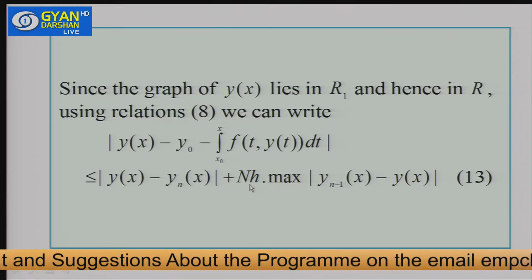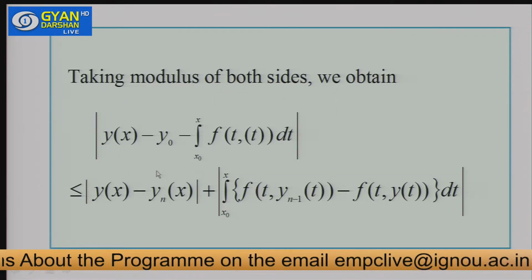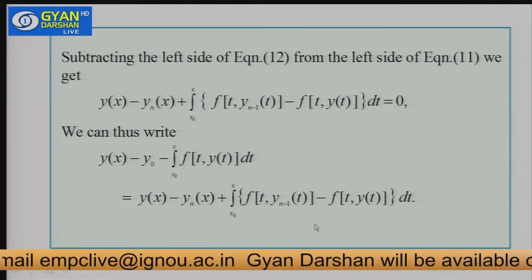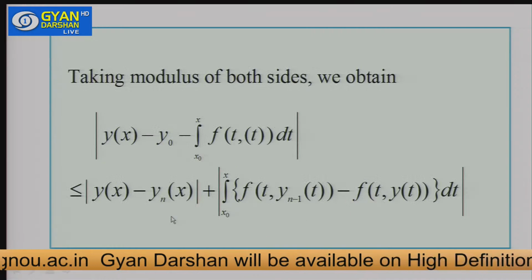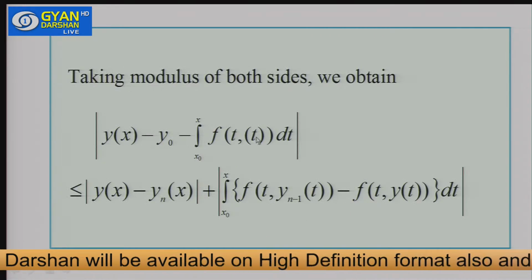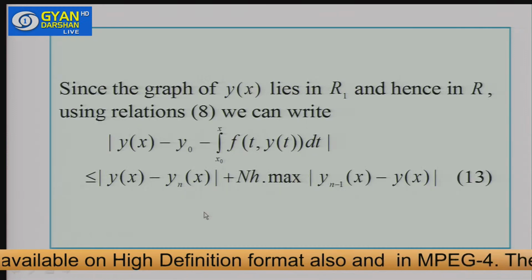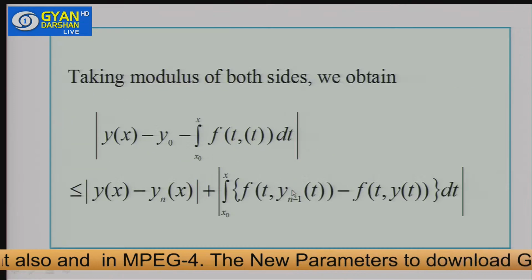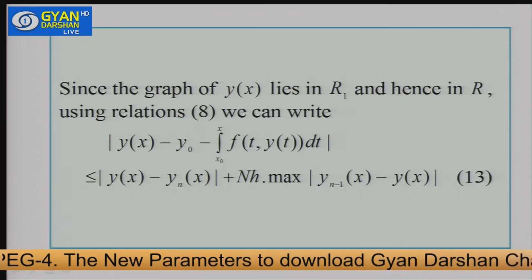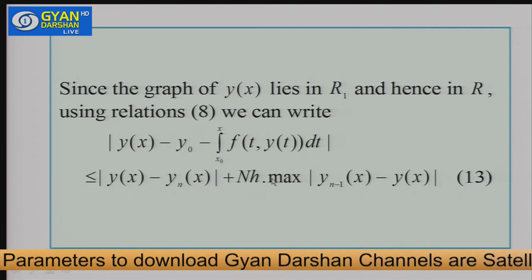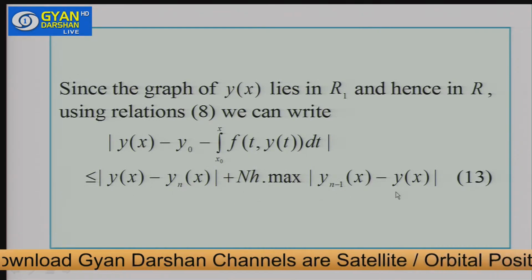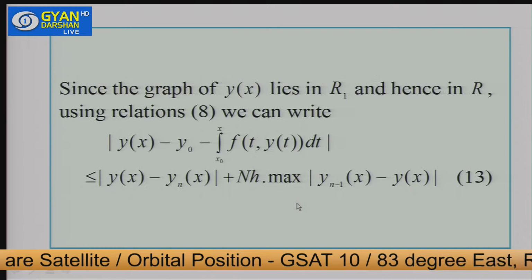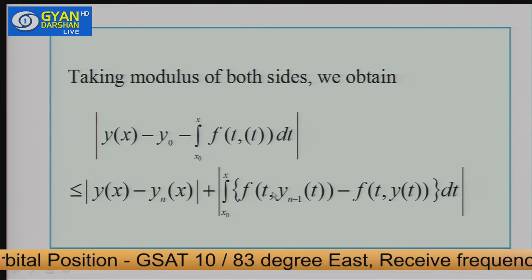So this is just simple calculation after subtraction. They have taken modulus, and we can write this. So mod of a plus b is less than or equal to mod a plus mod b. So this is happening. And then this is less than or equal to what we have already seen, and this is the max of this. So this term can be approximated by this. Very simple.